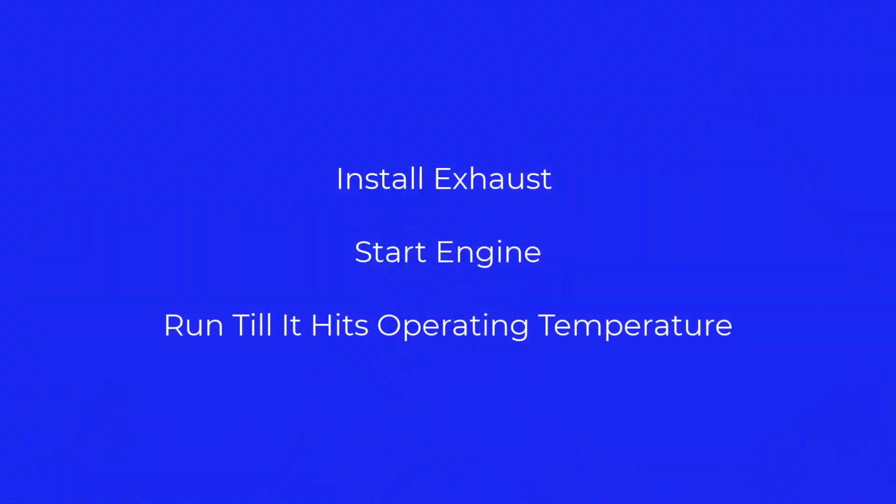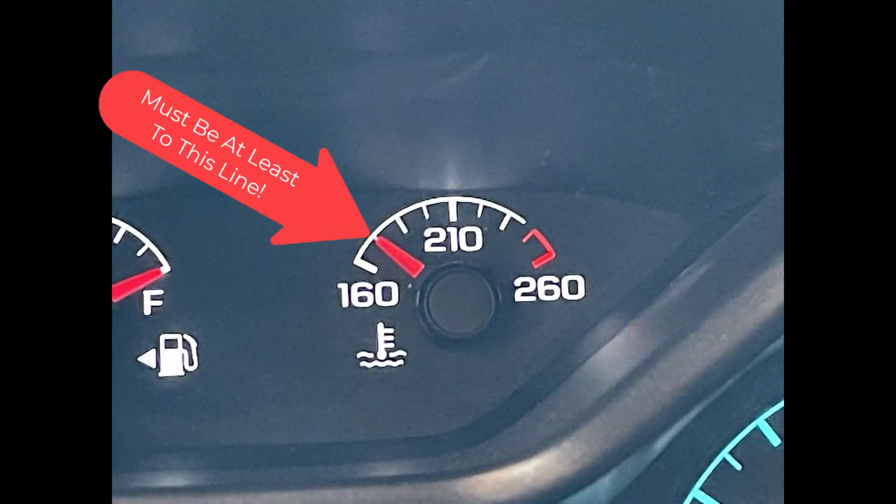Next up, I'm going to have you start the engine, and then I'm going to have you run it till it hits operating temperature. Operating temperature for this Duramax is going to be at least the first line on your temperature gauge, so above the 160 mark, the bare minimum being the first line.